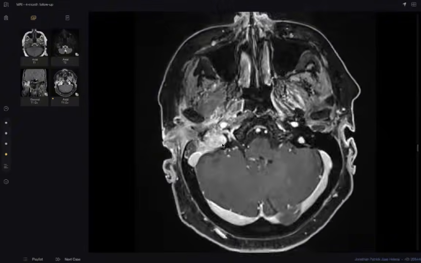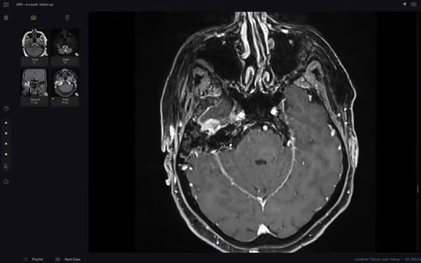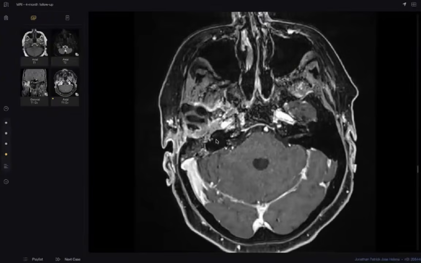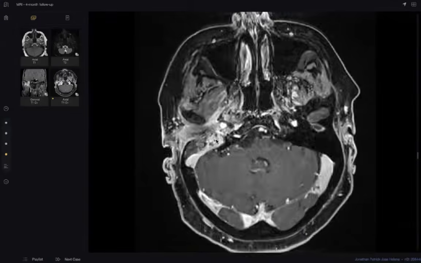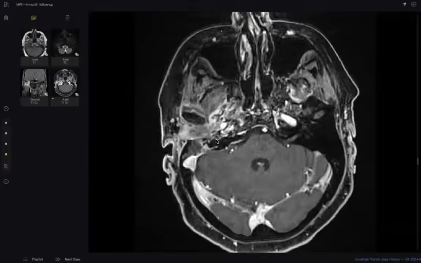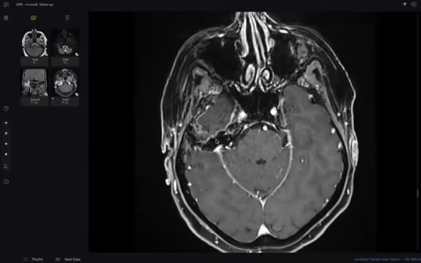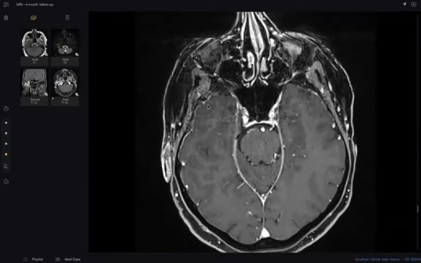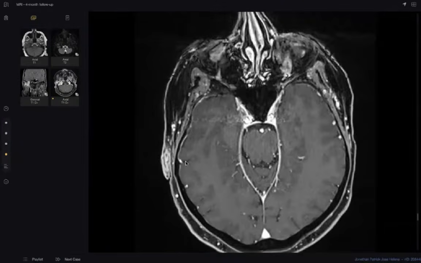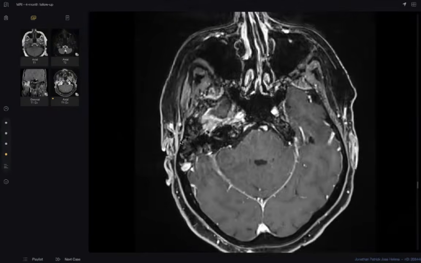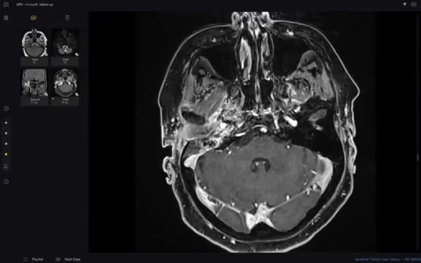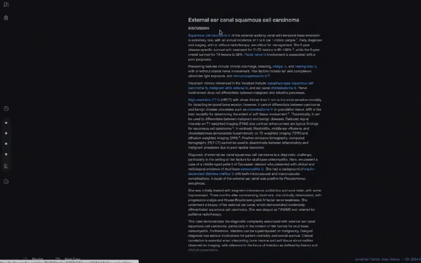This study, this is axial post contrast, but it delineates very obviously the veins, the jugular and the sigmoid. I think here, if you talk about this meningeal enhancement, okay, in this slide, this is true meningeal enhancement. Okay, thank you, doctor, so much. It was external ear squamous cell carcinoma.